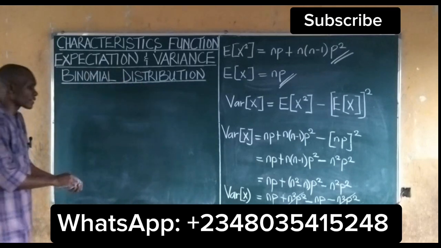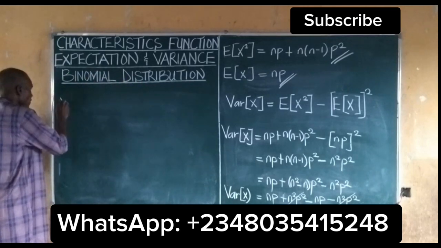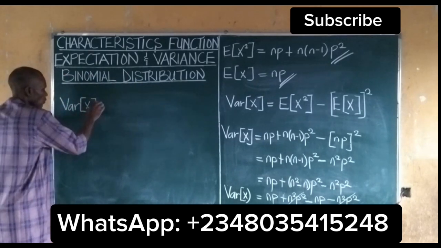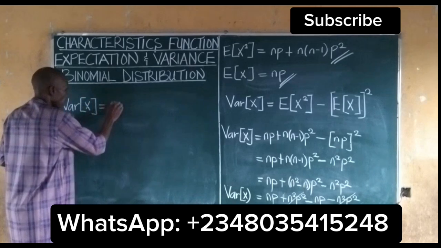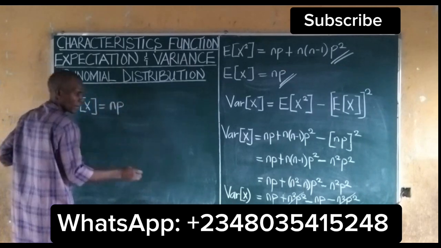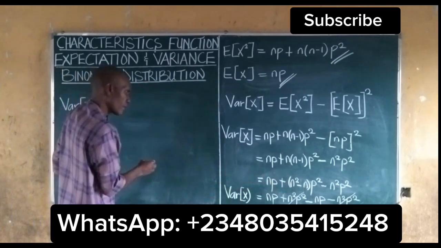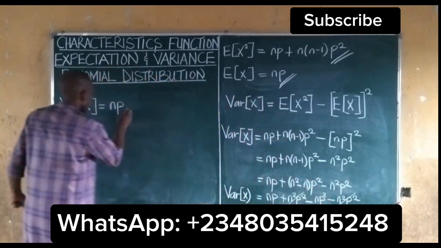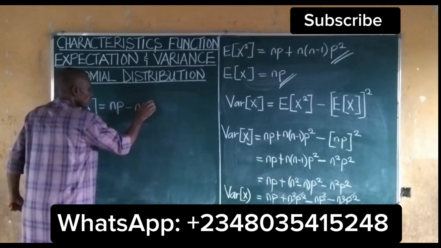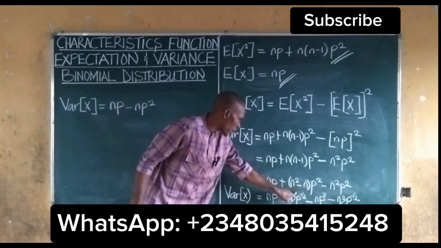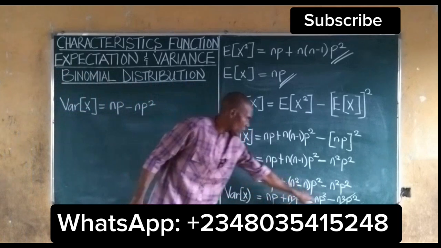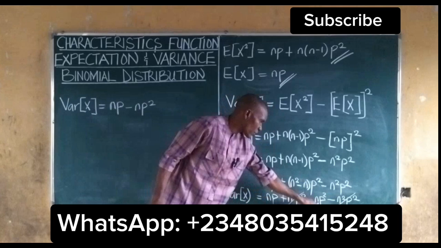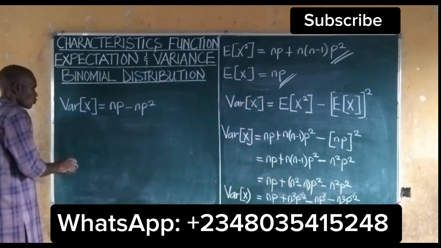So how do we write our variance? Our variance of x will be equal to np minus np squared. This is because when we open this bracket, the whole of this will cancel the whole of this. So we are left with np minus np squared, which is this.